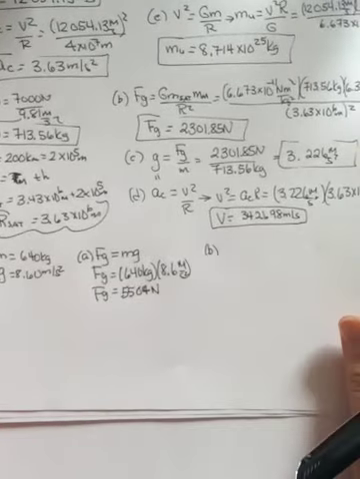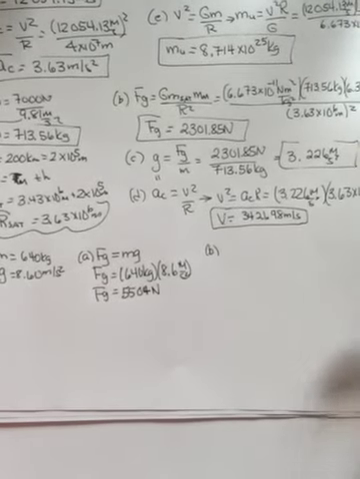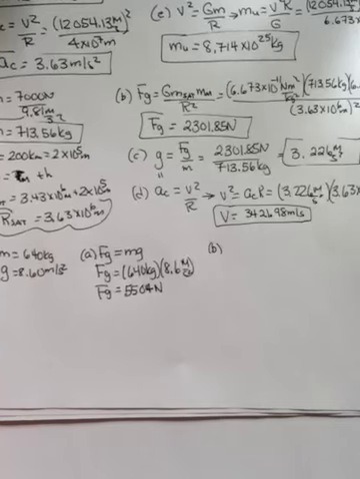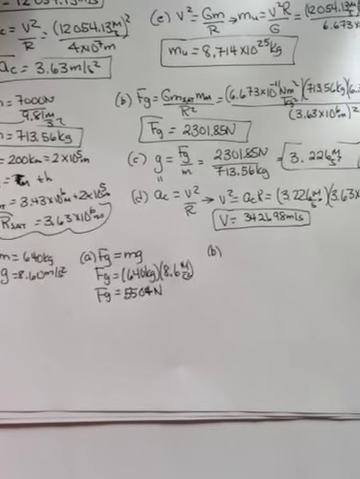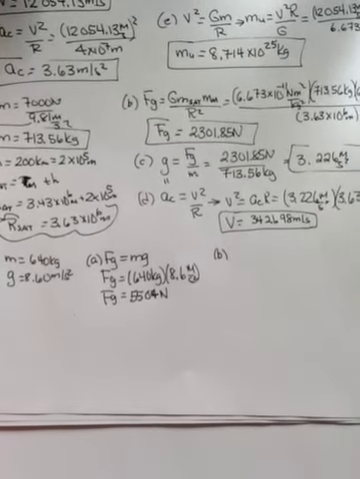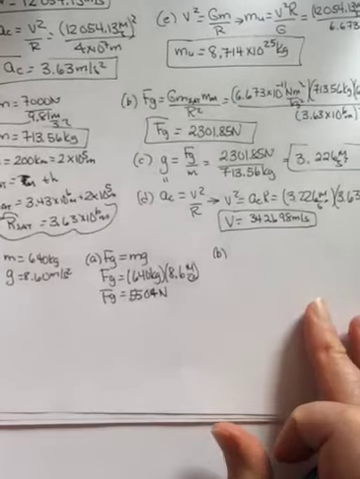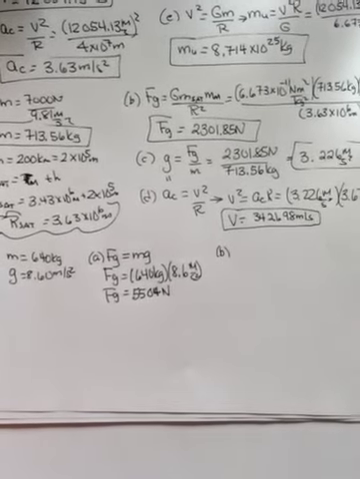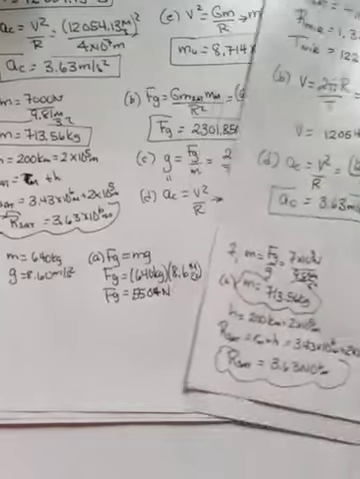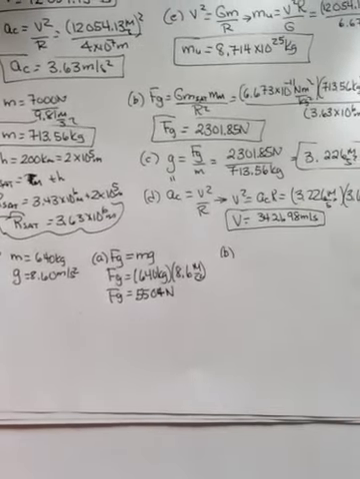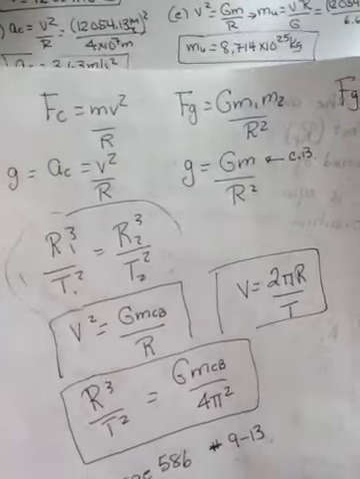Okay, part B says... I think I did that one right. I'm looking for my right answer sheet here. Oh, there it is. Part B says, what is its altitude? So what is its height? To find its height, you need to find its radius. I'm looking for my formula sheet.